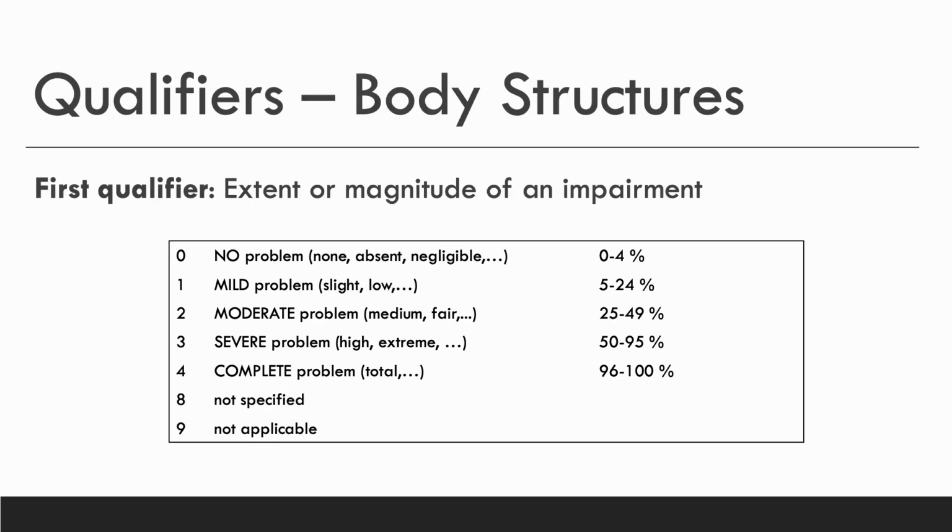So looking at qualifiers for body structures is the extent or magnitude of an impairment. These percentages are meant to provide a guide to the magnitude of the problem. The person is compared to the general population. Not specified, again, is going to mean not assessed, and not applicable is going to mean that it's not relevant for the person in the situation. Again, same as before.